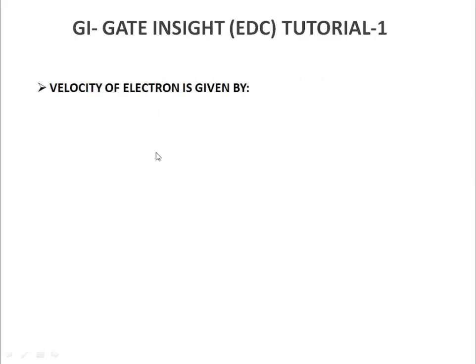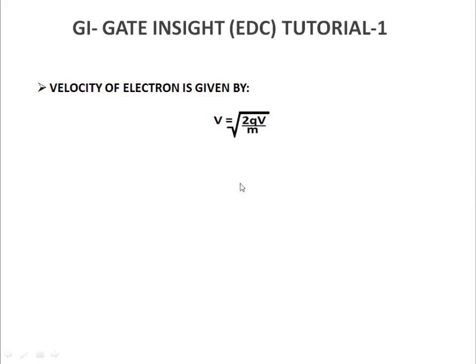Now the velocity of electron. Velocity of electron is given as small v is equal to square root of 2qV divided by m. Here small v is the velocity, q is the charge, capital V is the potential, and m is the mass of the electron.